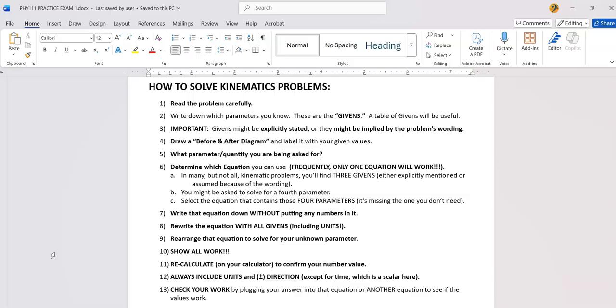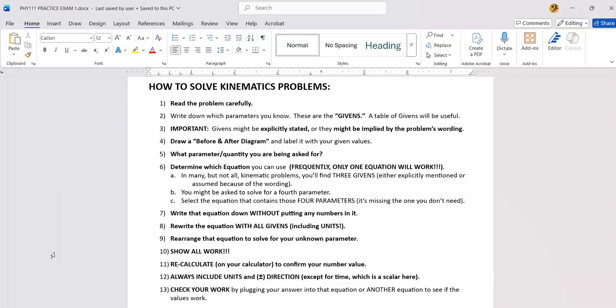So then you ask yourself, what is the question asking for? Well, if it's a standard kinematics problem with 5 possible variables and you have 3 of them, they're going to ask you for the 4th or 5th variable.